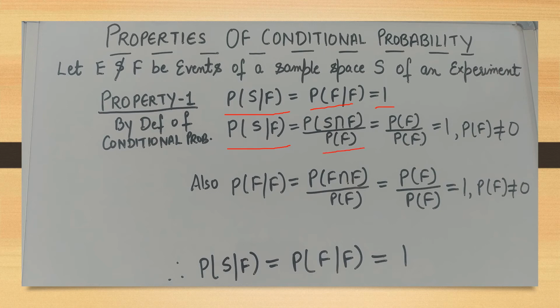Now S is the total sample space. You know what is common between a universal set and any other set is the set itself. So it becomes probability of F by probability of F, which is equal to 1, and probability of F is not equal to 0. Similarly, probability of F under F is probability of F intersection F divided by probability of F, which is probability of F divided by probability of F, since the whole set is common. That is 1. So we prove that probability of S under F is equal to probability of F under F is equal to 1.